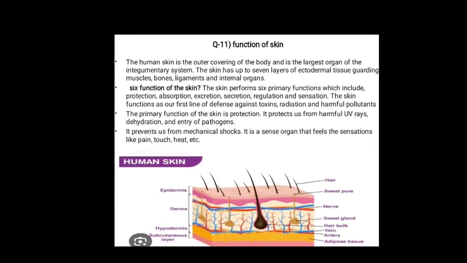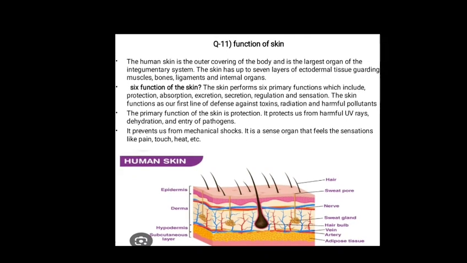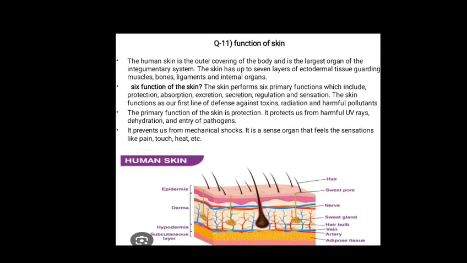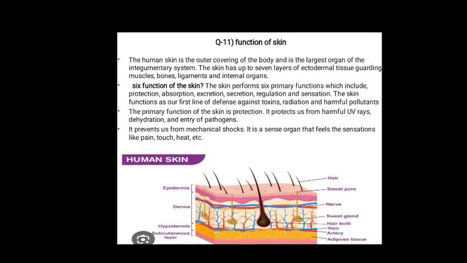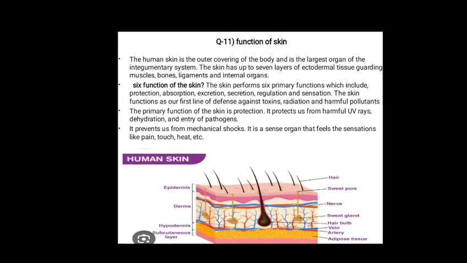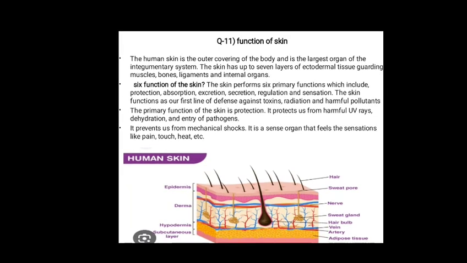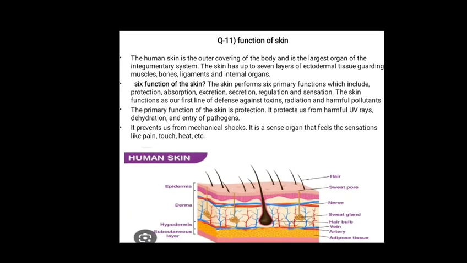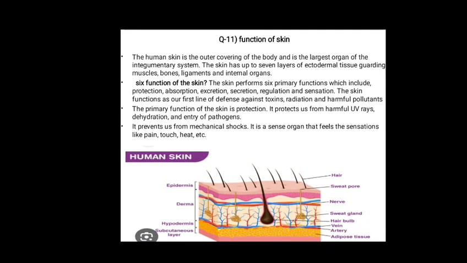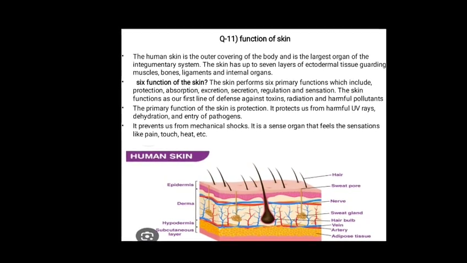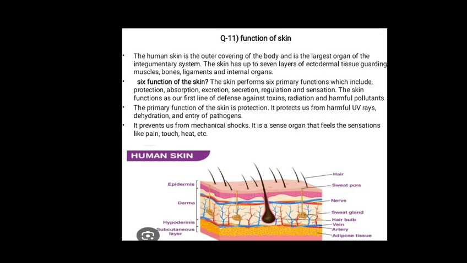There are 6 functions of skin. The skin performs 6 primary functions, which include protection, absorption, excretion, secretion, and regulation, also sensation. These are the primary functions of the skin.